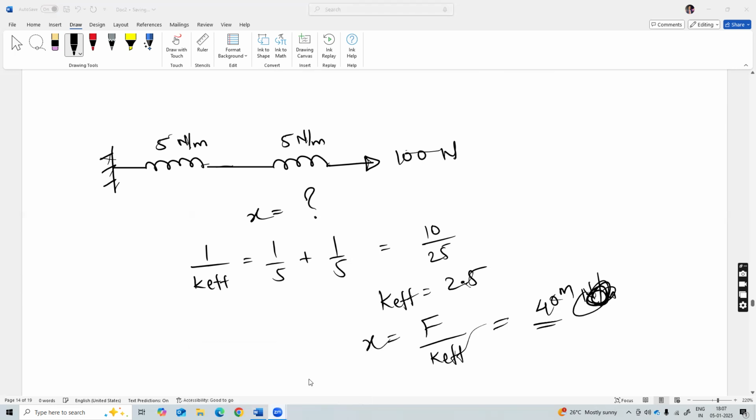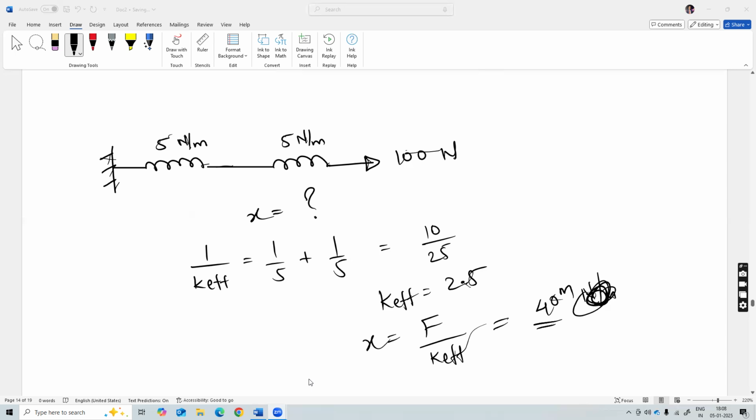So the minus in that formula was given for the restoring force. When you write F is minus kx, F is the restoring force. Now why is it minus 40? Can you tell me, basically we are asking for the change in length. So it is 40.